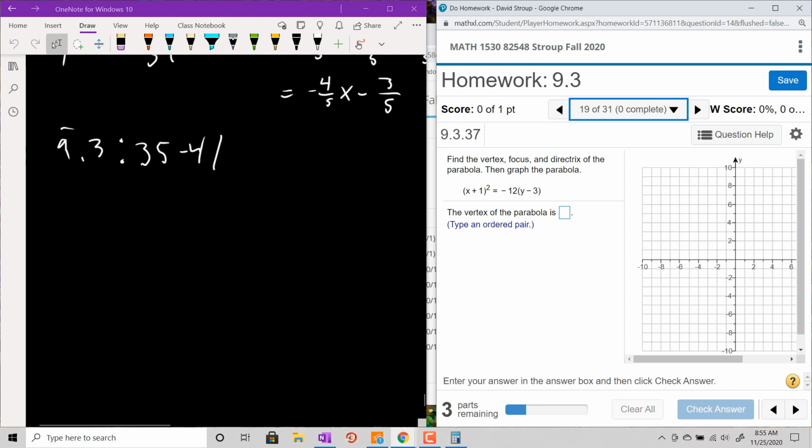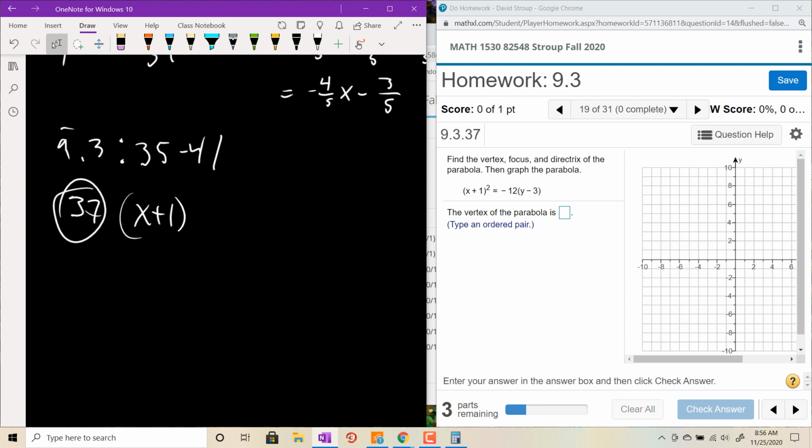Okay, so 37 is x plus 1 squared equals negative 12 times y minus 3. Okay, so the vertex is easy. Just kind of read that off. It'll be negative 1, comma 3. You can tell the orientation because x is squared. It's happy face or sad face, depending on the p-value.